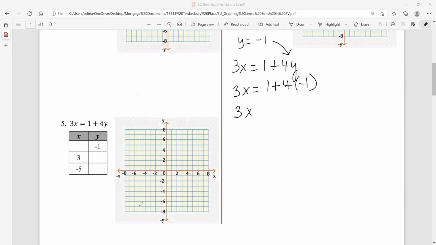And then we have 3x equals 1 minus 4, multiplying here. And then 3x equals -1, solving for x by dividing by the coefficient. So x here equals -1/3.